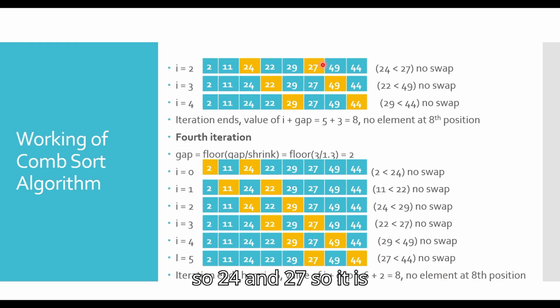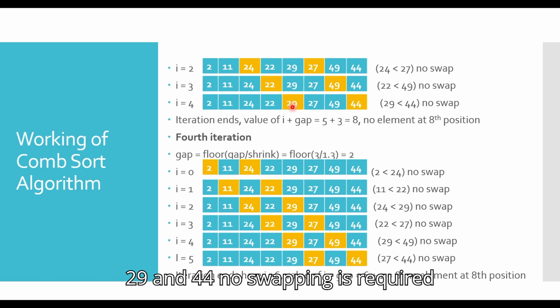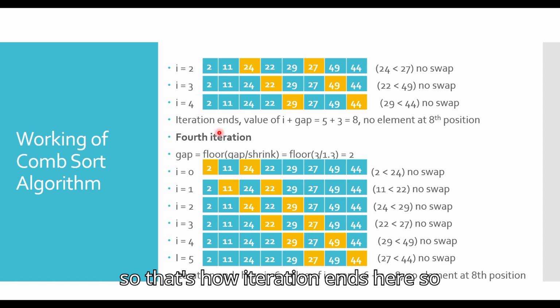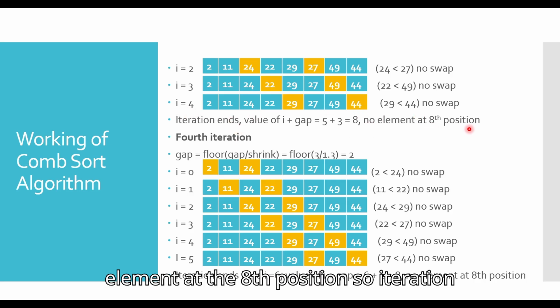So 24 and 27, it is already less than, no swapping is required. 22 and 49, no swapping, and 29 and 44, no swapping is required. So that's how the iteration ends here. Iteration 5 plus 3, 8. There is no element at the 8th position, so the iteration ends here.